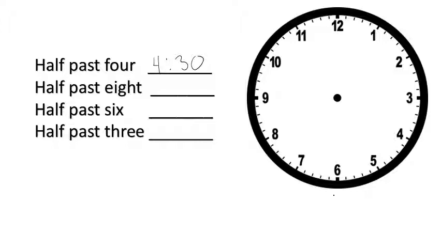Same with the rest of them. If I want to do 8:30, where does my hour hand go? Eight and which number? 9. 8 and 9. And my minute hand goes on the 6. And my time is what?